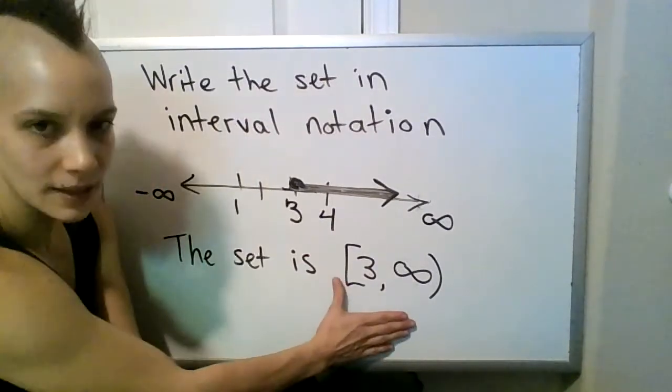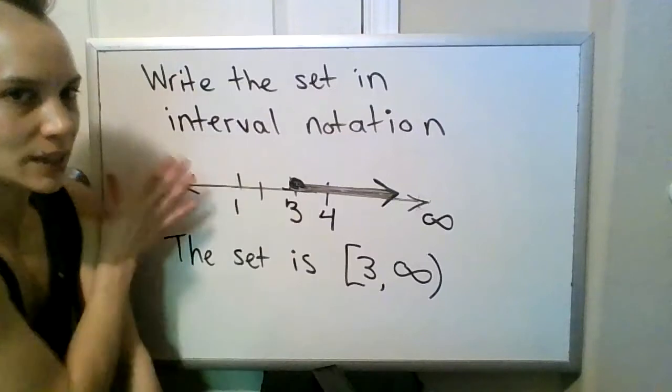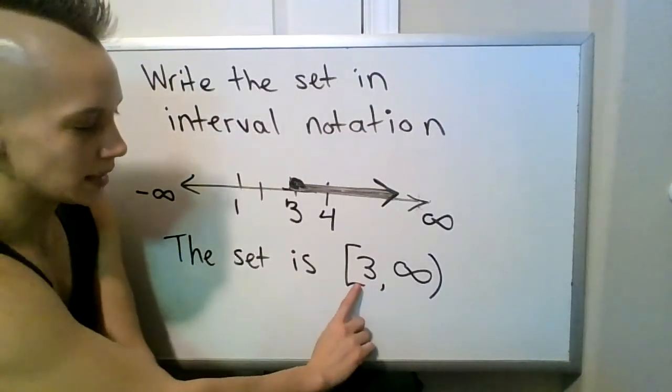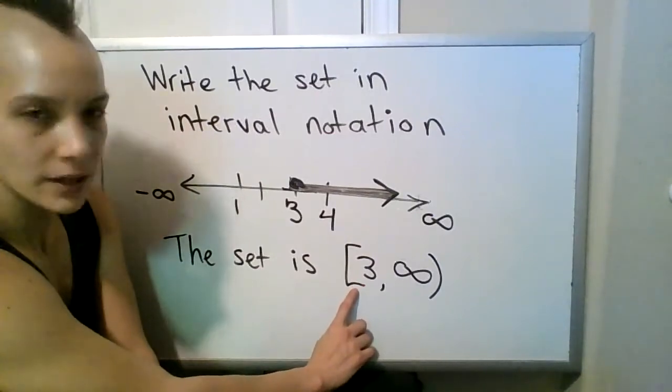All right, so this here means the same thing as the set that we wrote at the beginning of the problem. It's all real numbers x that are greater than or equal to 3.